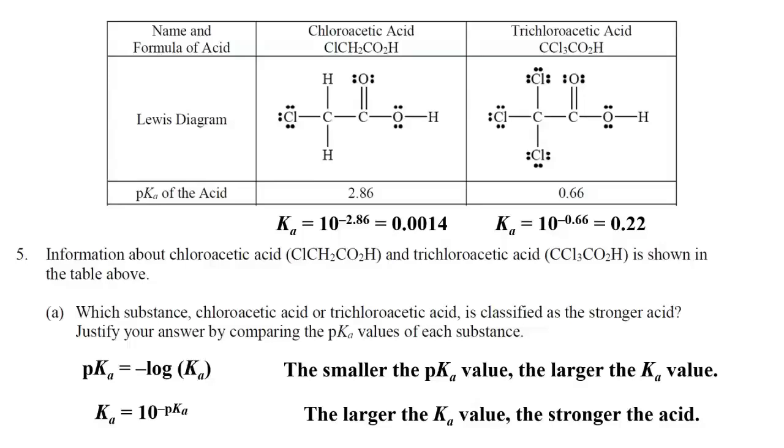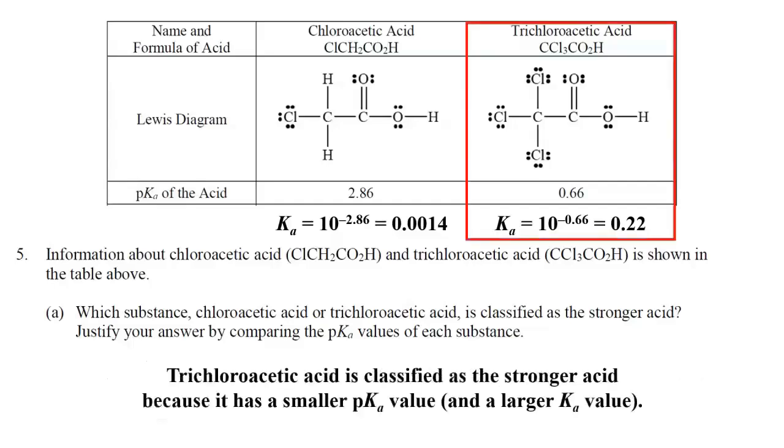So a larger Ka would indicate that the equilibrium system more strongly favors the products, indicating that the acid would ionize in aqueous solution to a greater extent. So a larger Ka is associated with a stronger acid. So the answer to part A is the following. Trichloroacetic acid is classified as the stronger acid because it has a smaller pKa value and therefore a larger Ka value.